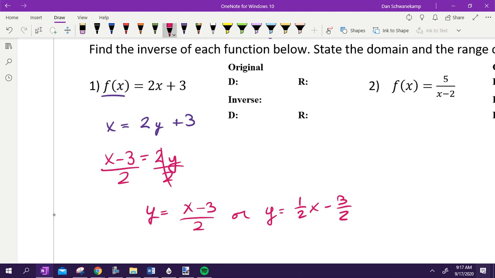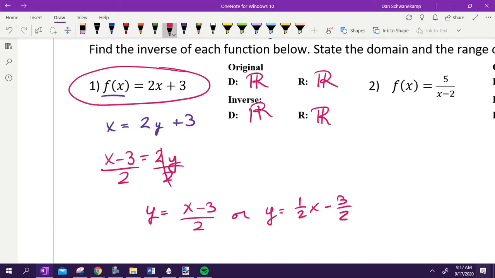Okay. What's my domain going to be? What is the shape of this original graph? A line. What's the domain going to be? All real numbers. So is the range. If it's a line, the domain and range are all real numbers. What about this new shape? A line. Domain is all real numbers. Range is all real numbers. Not very exciting. Okay, but we can do it. Questions on number one?